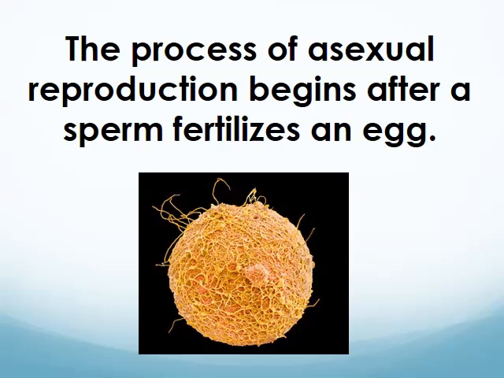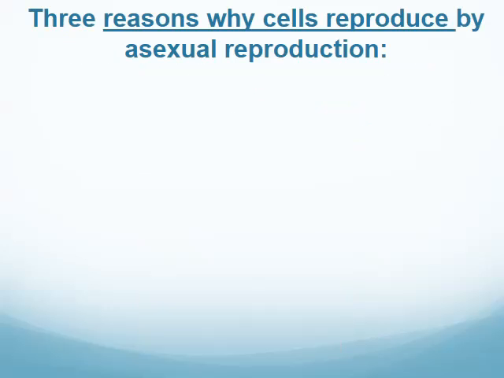So the process of asexual reproduction begins after the sperm fertilizes an egg. If you remember, asexual is one parent, whereas sexual is the combination of two sets of genes. Simply put, asexual reproduction begins after the sperm fertilizes the egg, or after sexual reproduction occurs.